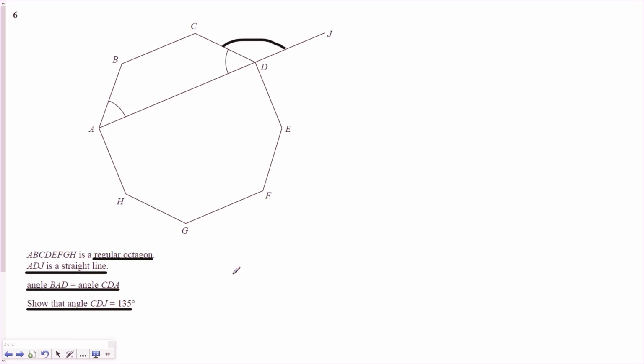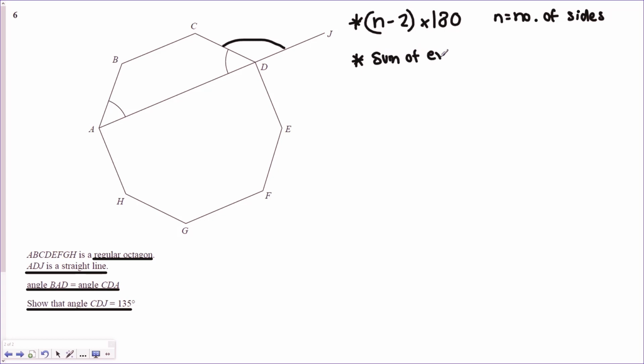So let's start by trying to understand what topic this is. This is, I think, most definitely the sum of the interior angles: n minus 2 times 180, where n equals the number of sides. This is what you should know before you attempt a question like this. And we know that the sum of exterior angles should equal 360 degrees. So before you attempt a question like this, that is your knowledge. N minus 2 times 180.